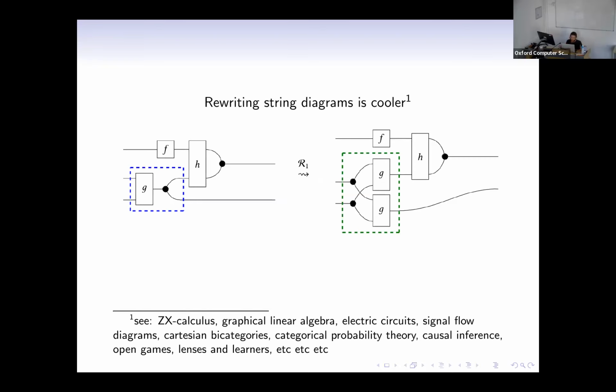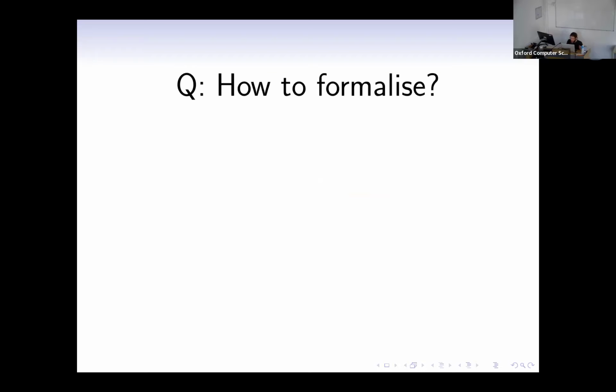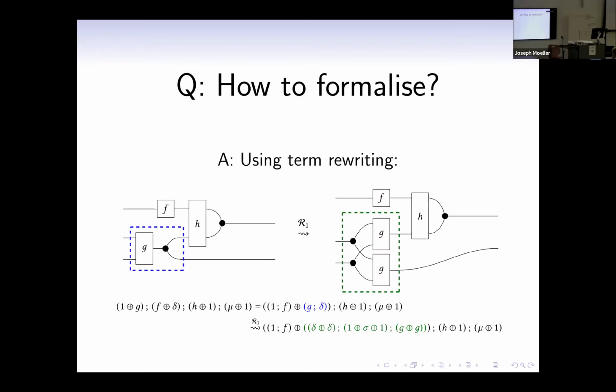So this is great. We'd like to be able to do this kind of stuff in a proof assistant. So the question is, how do we formalize this? One thing you could do is try to use term rewriting. So this is really where I'm just doing plain old term rewriting and treating all of these things as syntax. And actually, when I do a graphical substitution, I'm just turning one term into another term. So this sort of works.